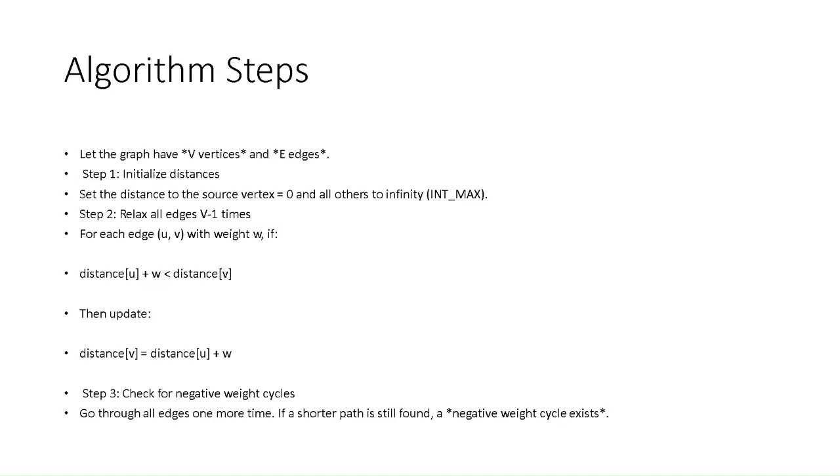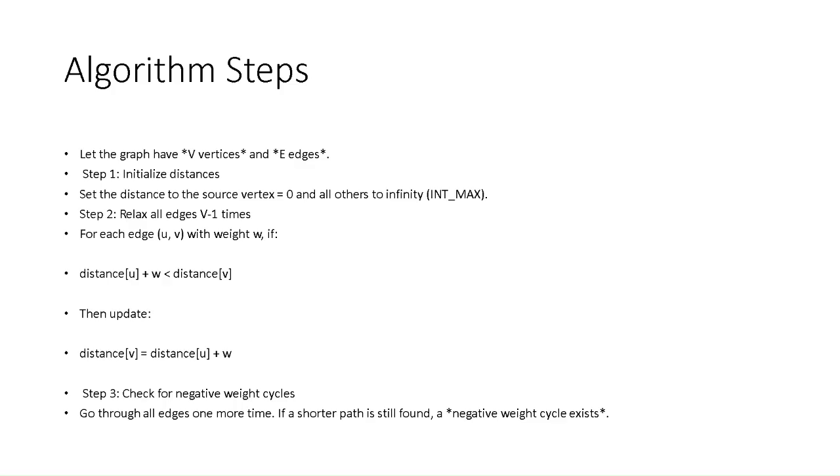Coming on to the algorithm steps, let us consider a graph with vertices V and edges E. Step 1 is to initialize the distance. In this step, we set the distance to the source vertex 0 and all the others to infinity. Step 2 is to relax all edges V minus 1 times. For each edge (u, v) with weight w, if distance u plus w is less than distance v, then update distance v equals distance u plus w.